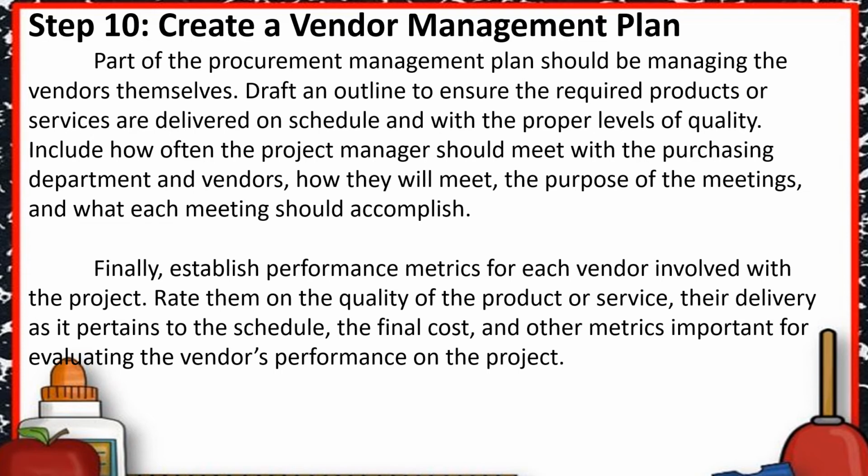Finally, establish performance metrics for each vendor involved with the project. Rate them on the quality of the product or service, their delivery as it pertains to the schedule, the final cost, and other metrics important for evaluating the vendor's performance on the project. So these ratings will help identify areas that can be improved in the process, as well as provide critical data when considering the vendors for future projects. In other words, we anticipate that there will be hindering factors during the procurement process.